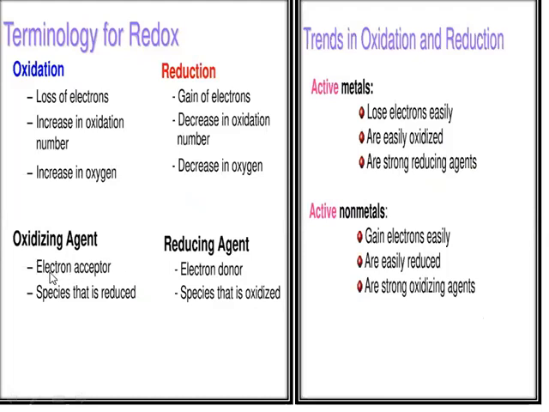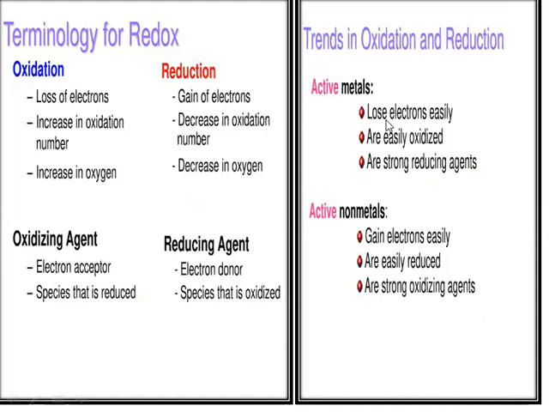Oxidizing agent is the electron acceptor, the species that is reduced. Reducing agent is the electron donor, the species that is oxidized.